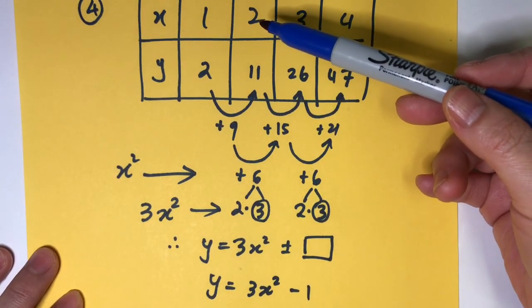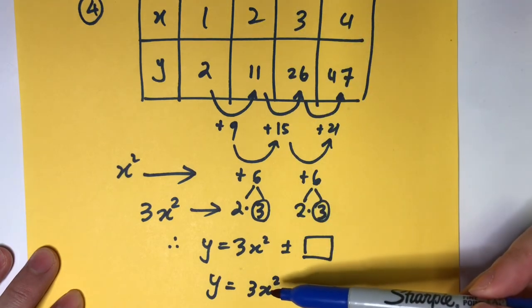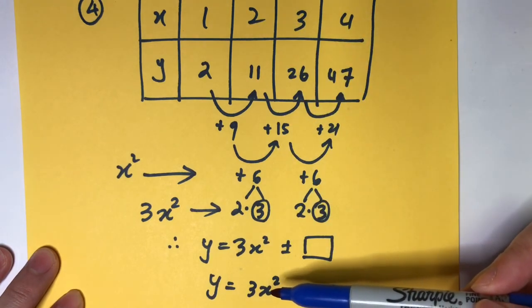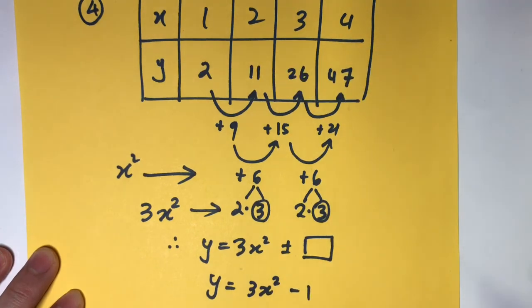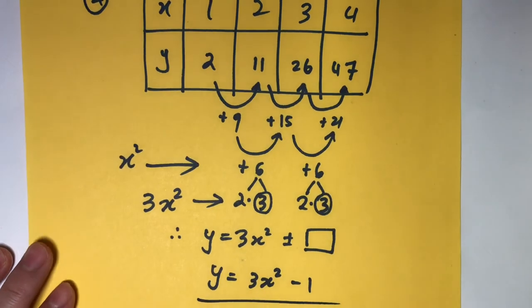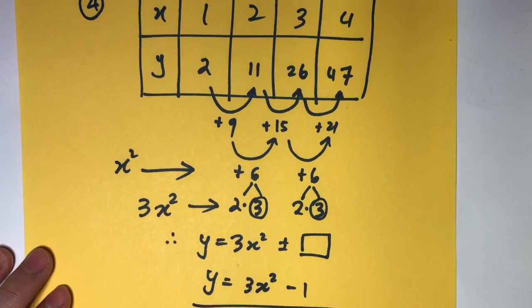So I'm going to check this. If I put 2 in here, it'll be 4. So 3 times 4 is 12. 12 take away 1 is 11. Excellent. So my answer is 3x squared minus 1.